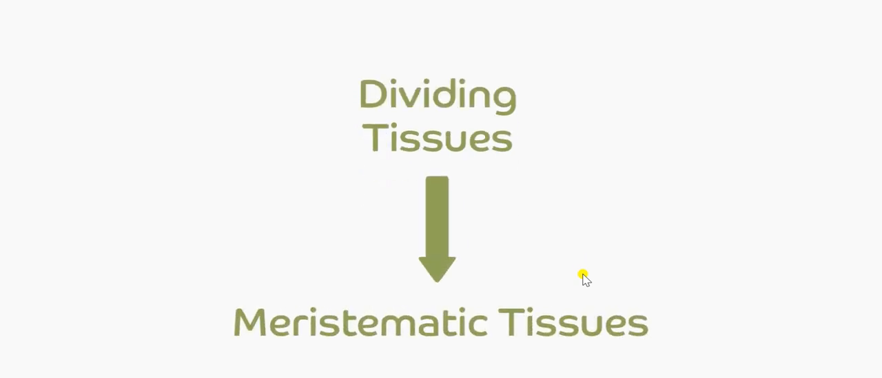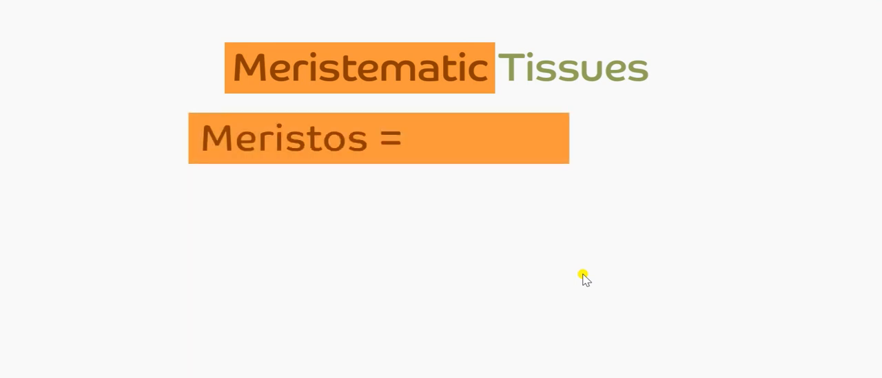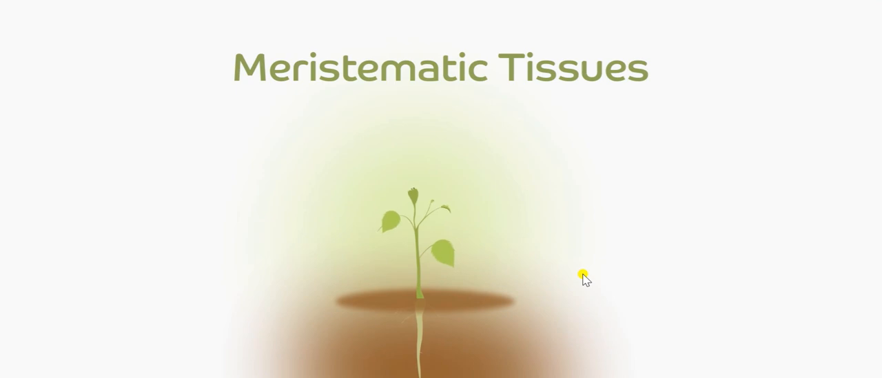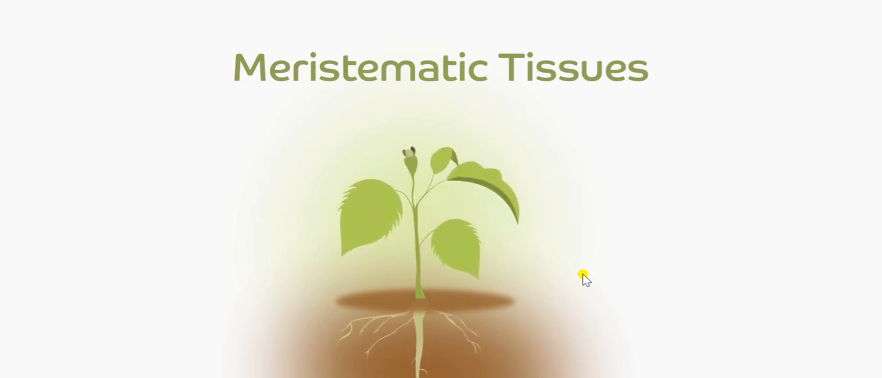The dividing tissues in plants are known as meristematic tissues. Where does the word meristematic come from? It comes from the Greek word meristos, meaning divided. Well, the main function of this tissue is to divide and help the plant grow. So, where do you think you will find this tissue?